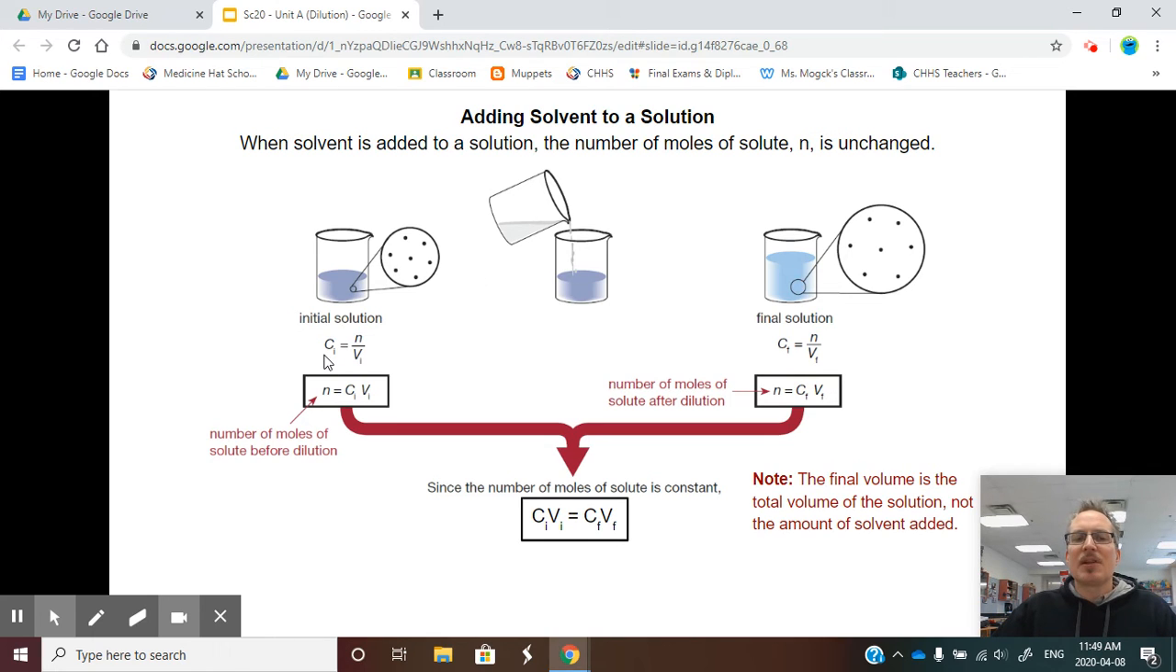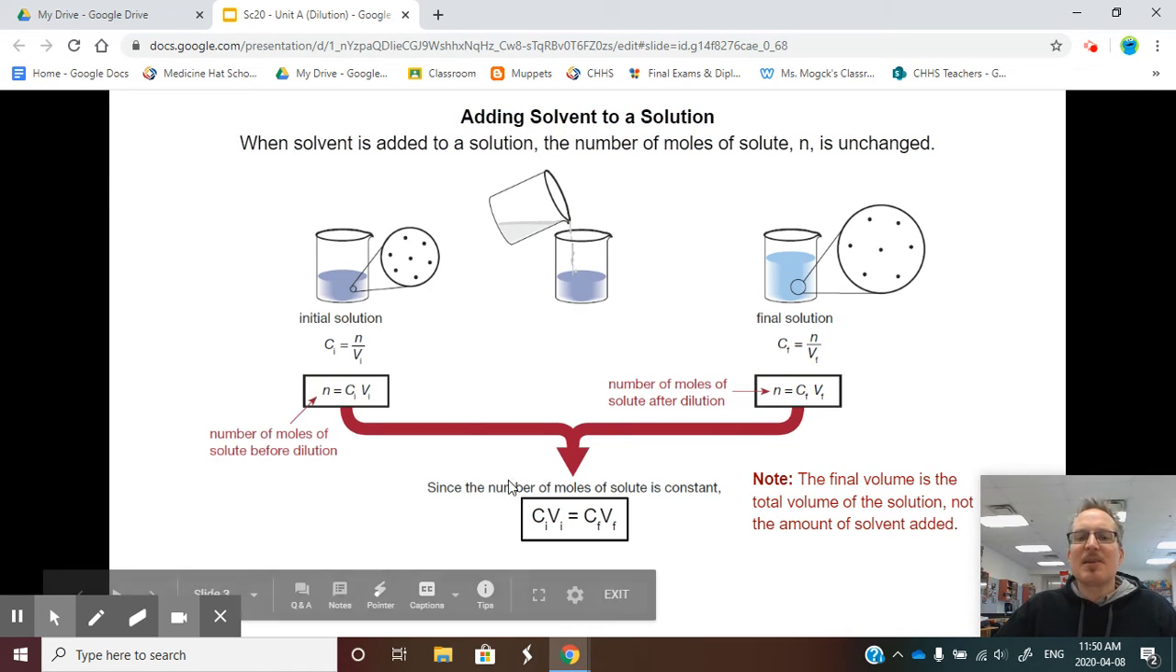We can take the formula you already know, C equals N over V, concentration equals moles per volume, and we can move it around to solve for moles. This is going to be the moles we have before we started or added any more water. Once we add the water, this is going to be the moles we have afterwards. And there's a direct correlation between this initial and this final, this before and this after. And that's going to be the formula we look at today. And that's going to be this formula right here.